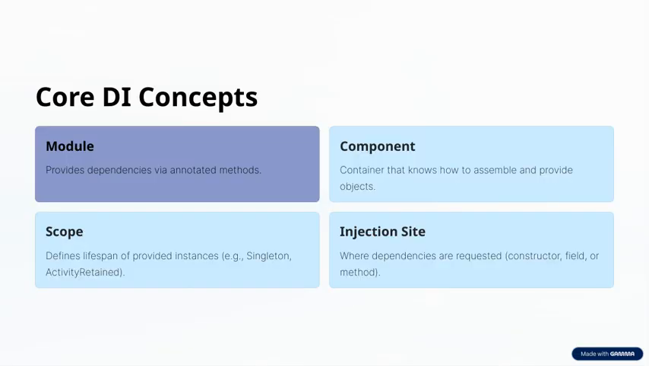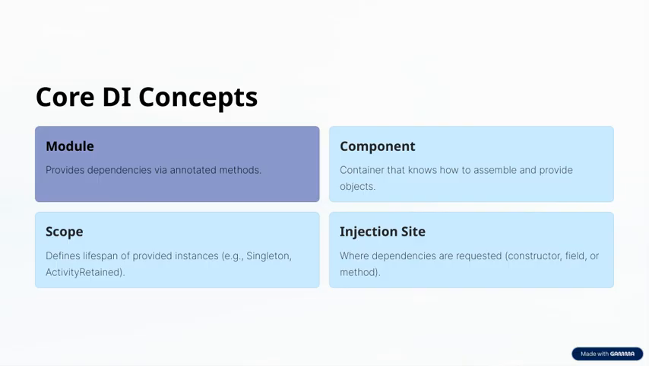All right, let's dive into the core DI concepts. First up, we have the module. Think of it as a provider that supplies dependencies through annotated methods. It's like a recipe that tells Dagger how to create or obtain the objects we need. Next, there's the component. This acts as a container, orchestrating how dependencies are assembled and supplied to different parts of our app. It's essentially the bridge between the modules and where the dependencies are injected.